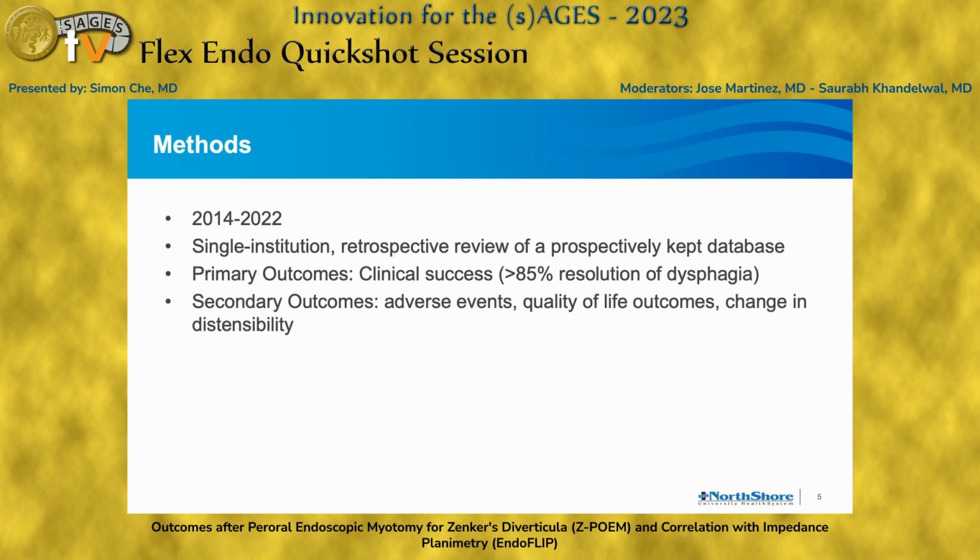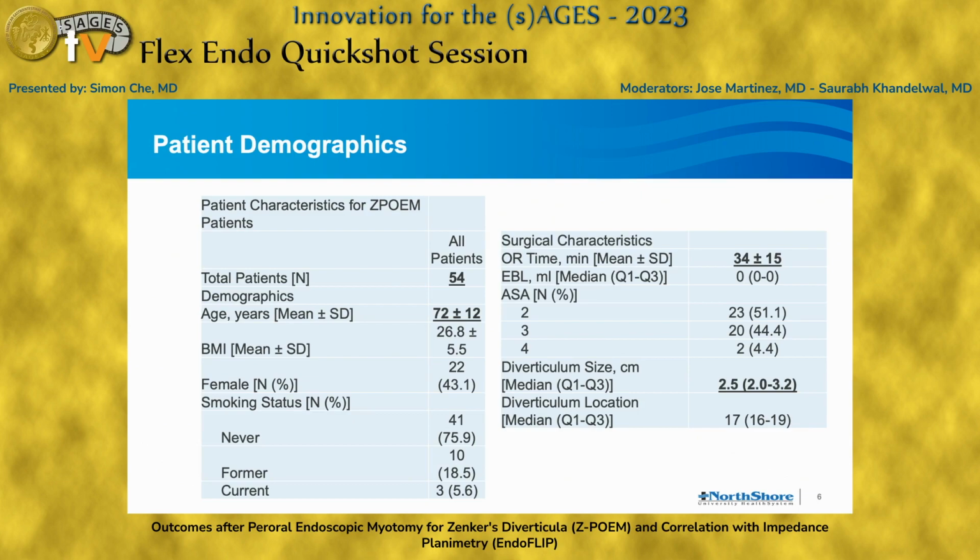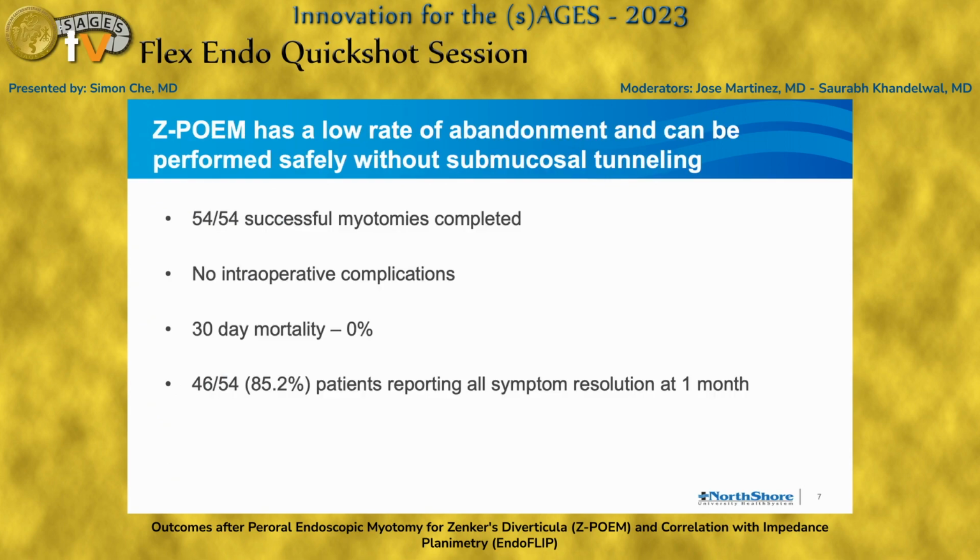Our primary outcome was clinical success, which we defined as a greater than 85% resolution of dysphagia. Secondary outcomes were adverse events, quality of life, as well as change in distensibility. 54 patients were included in the study with a mean age of 72. Average OR time was 35 minutes, and the median diverticulum size was 2.5 centimeters.